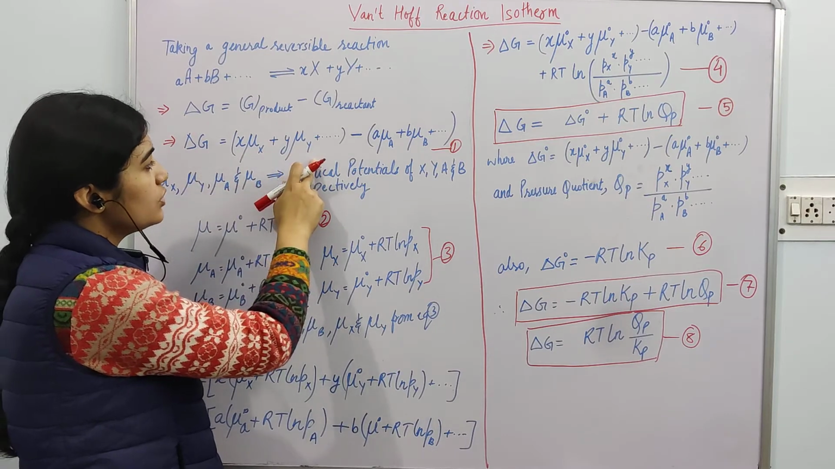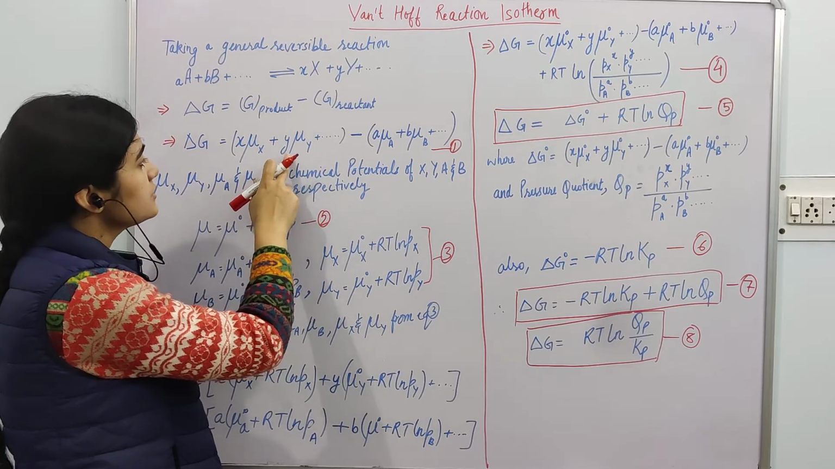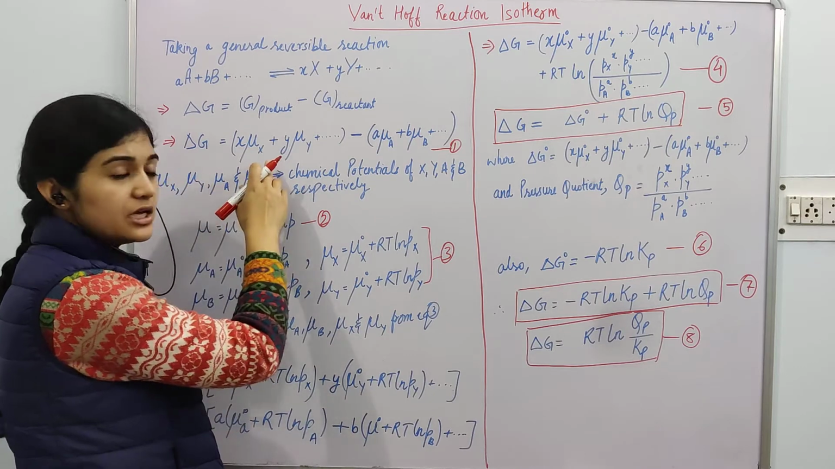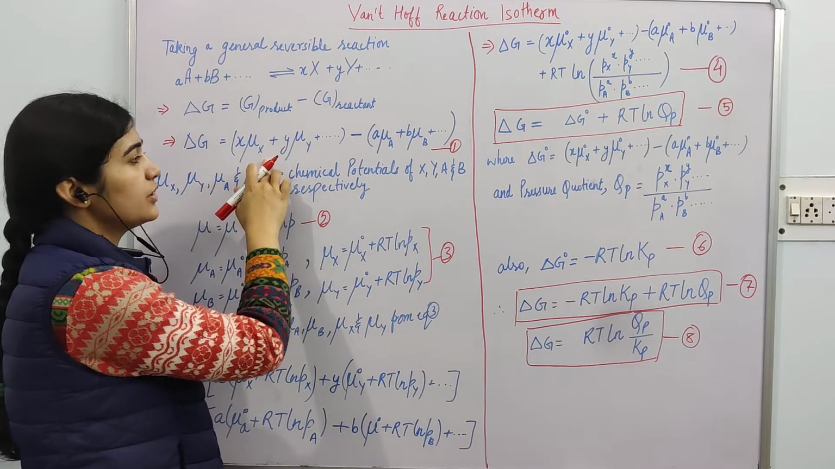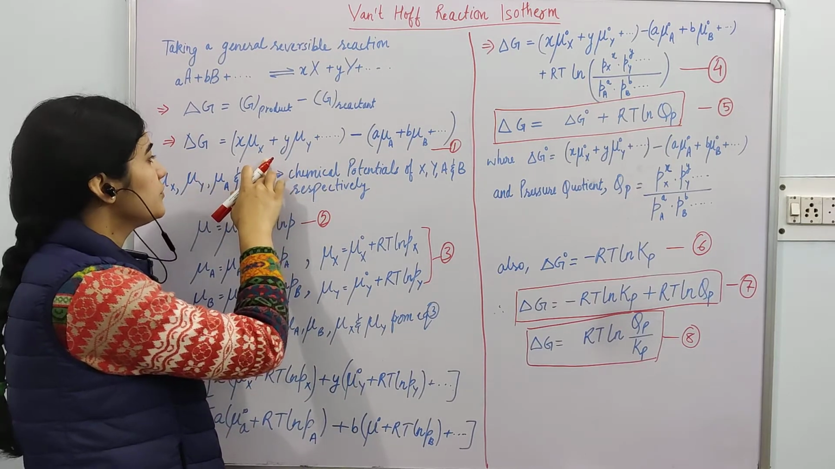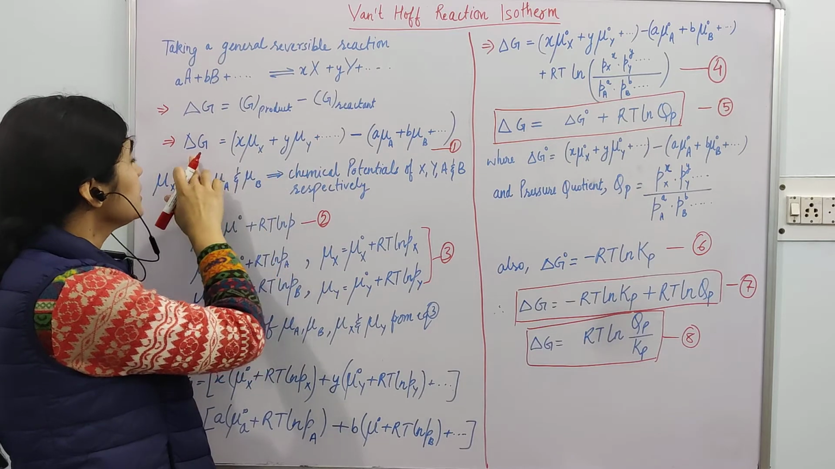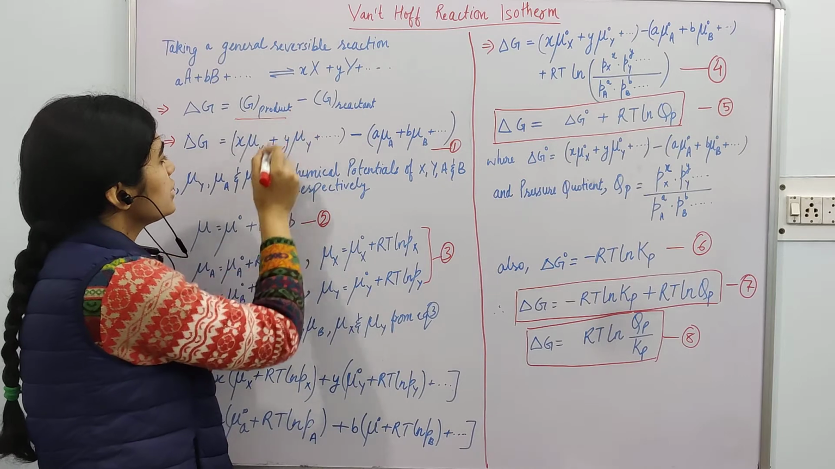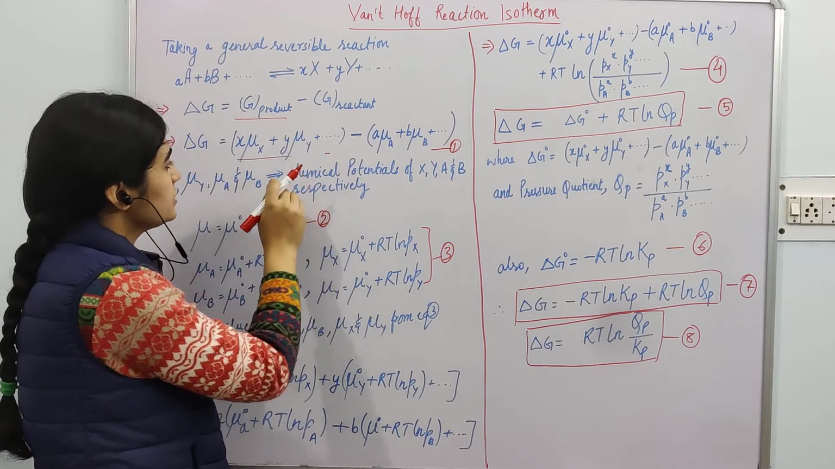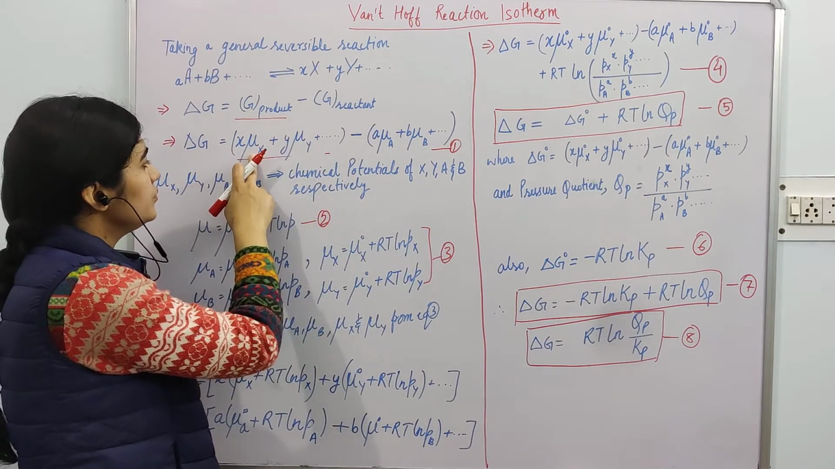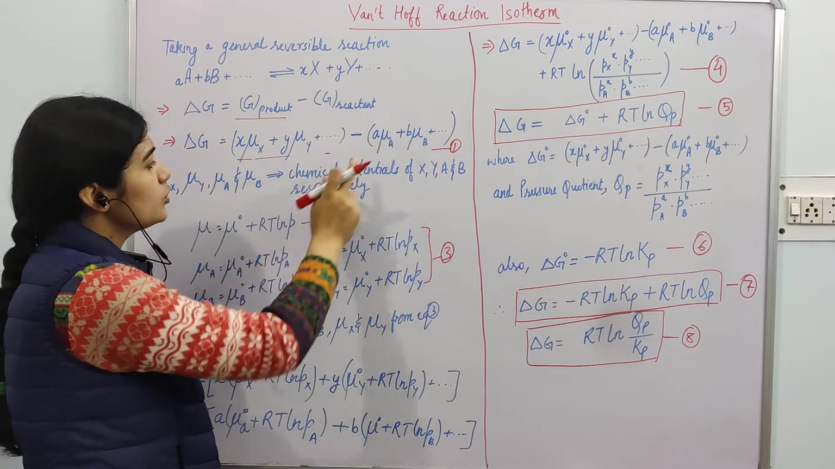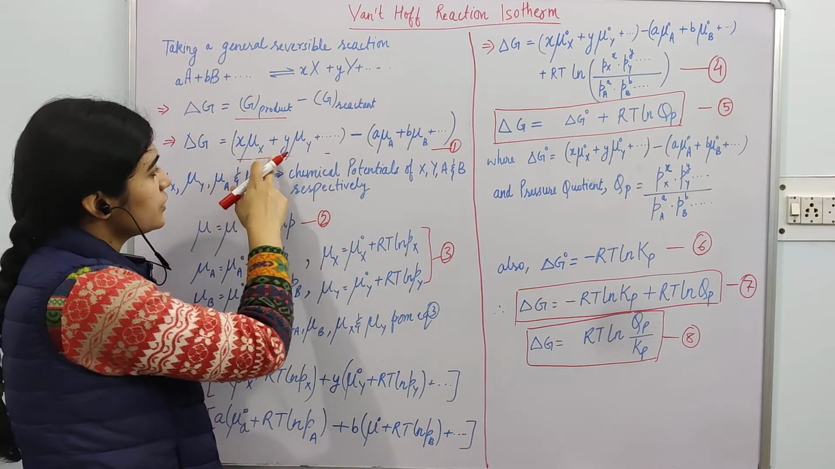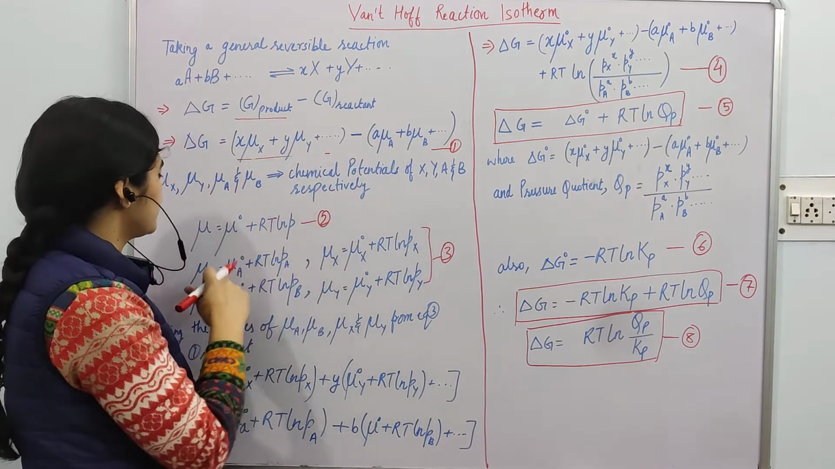This we have already studied in our previous class, so I'm not going to explain it here. If any one of you has a doubt, you can go to the previous class. Alright, so I have put Gibbs free energy in terms of the chemical potential here. Here mu x, mu y, mu a and mu b are the chemical potentials of X, Y, A and B respectively.